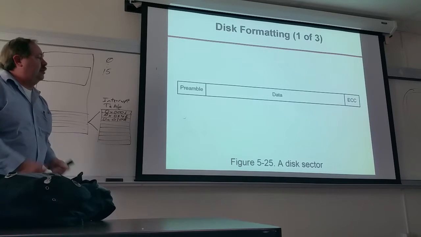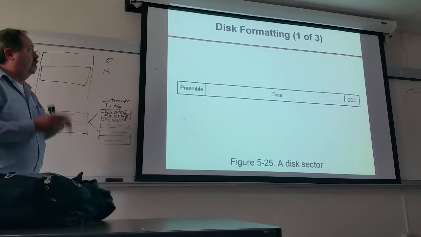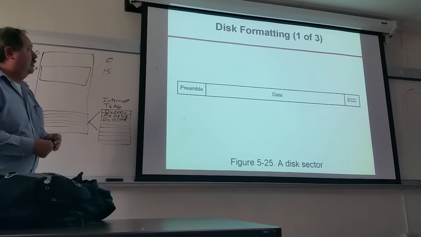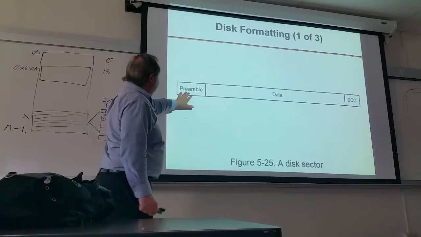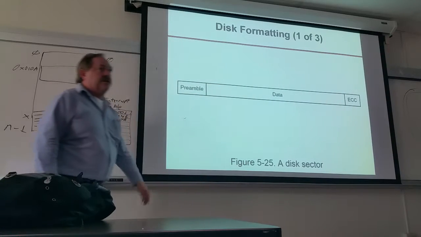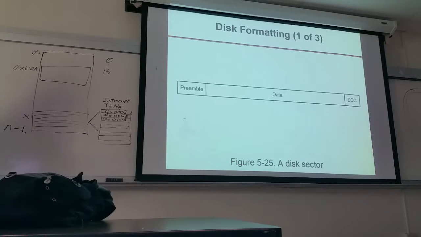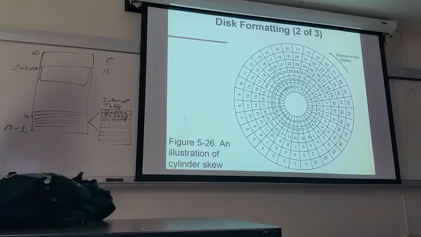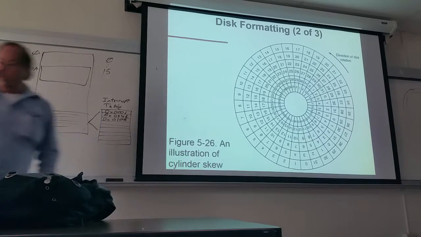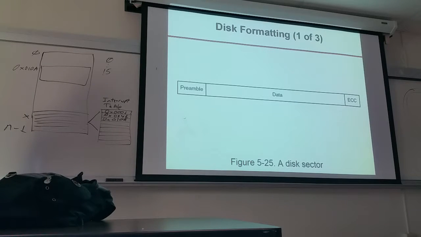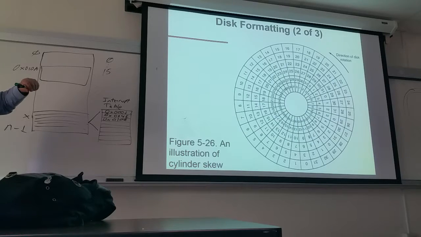If you're good with that, then we can talk about the sector as far as what it looks like. Preamble, data, error correcting code. Pretty basic, right? We have to identify that this is sector 1, 2, 3, 4, whatever. It's going to have its data and the error correcting code, so we can do some basic error checks and recoveries.